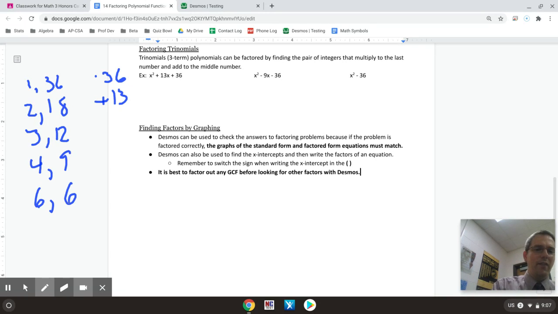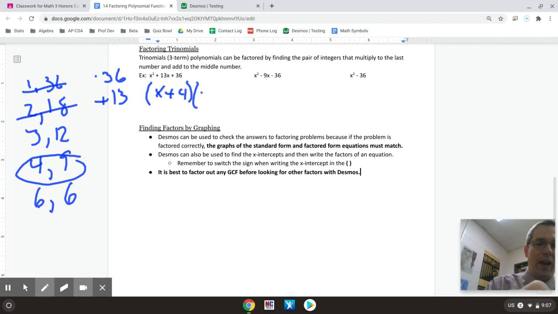You can tell if I'm adding to 13, I need numbers that are kind of close to each other, like 1 and 36 or 2 and 18 is clearly way too big. This one's 15. 13 is the one I'm looking for, and 6 and 6 would have been 12. So if you do not have a number in front of that x squared, if it's just a leading coefficient of 1, you can always get to the right answer this way, and that gives you an x plus 4 and an x plus 9 as my answer for factors.